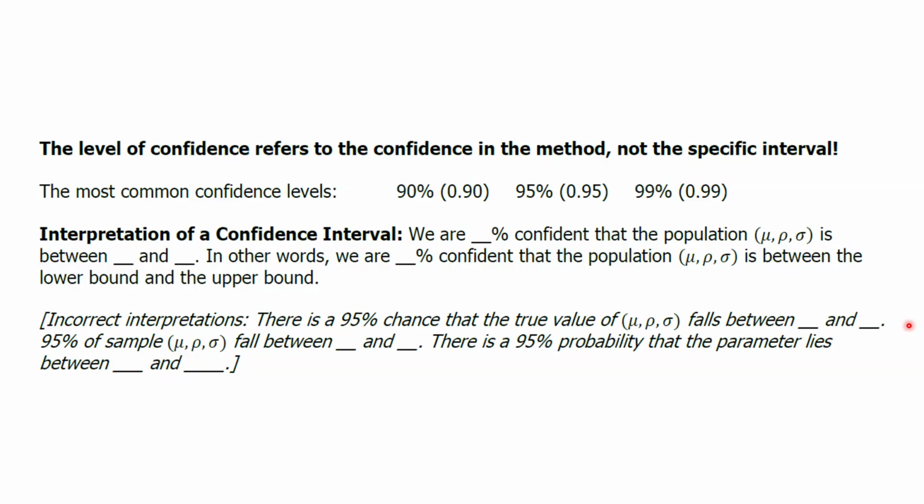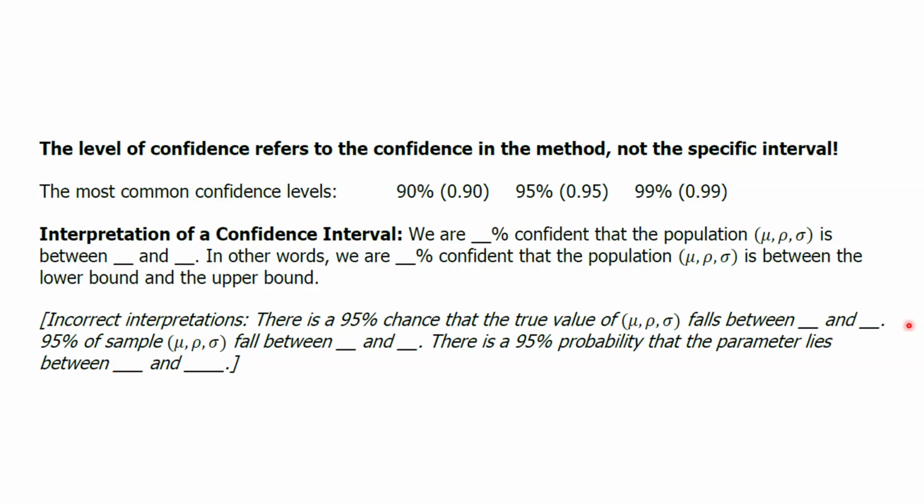Another way, 95% of sample data will fall between two values. Again, the interval is about the parameter, not individual data values. And the third one, there is a 95% probability that the parameter lies between these two values. Again, here the parameter is fixed, it's not random. So we want to make sure that we write our interpretation correctly.